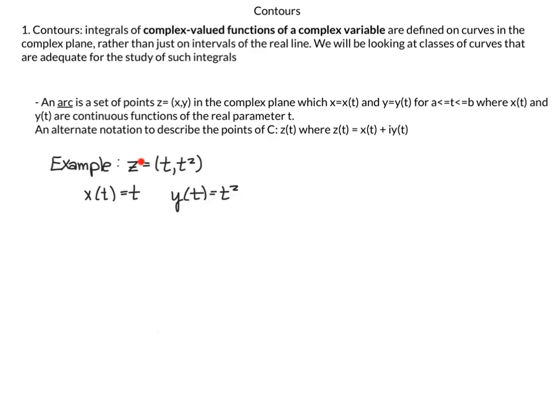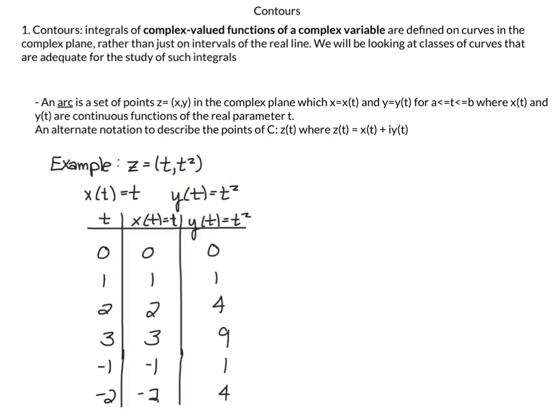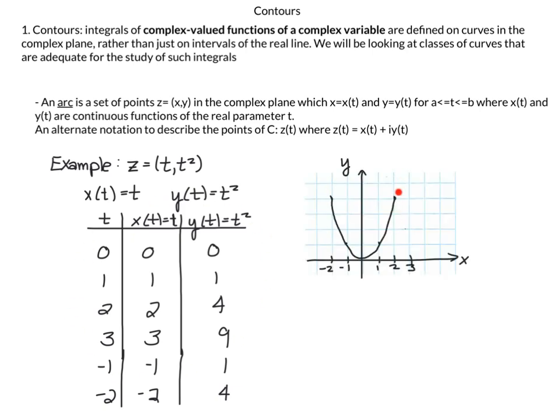As an example, let's consider z equals t, comma, t squared. That is, x of t, our x coordinate, is equal to t, and our y coordinate is equal to t squared. We can make this table of t versus x of t and y of t. When t is equal to 0, x is 0 and y is 0. When t is equal to 1, x is 1 and y is 1. When t is equal to 2, x is 2 and y is 4. We have 3, and then -1, -2, and then 4. You will recognize this as this parabola here.